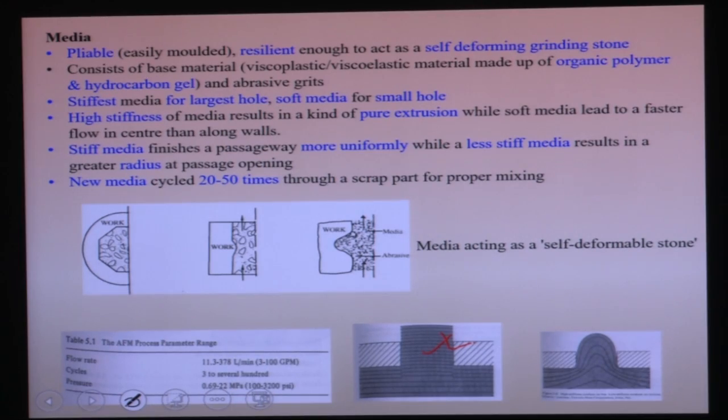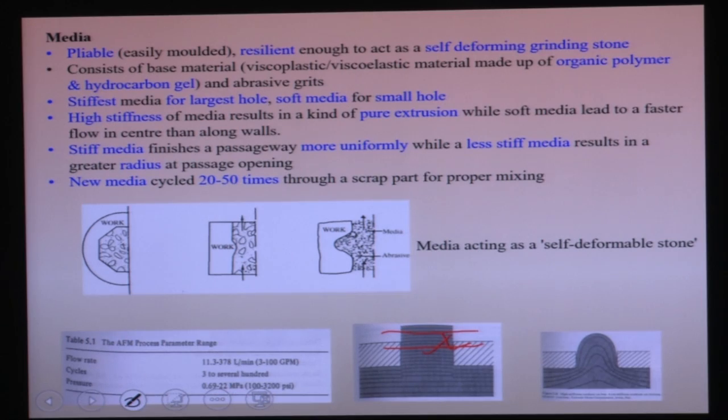Because of the stiffest media, in that case, as you can see in this figure, at every cross section the media velocity will be uniform. So you need a uniform polishing along the length of the hole. So stiffest media is used for a longer hole, and soft media is used for a smaller diameter hole, because in a smaller diameter hole you have to flow the media, so you have to use the soft media.